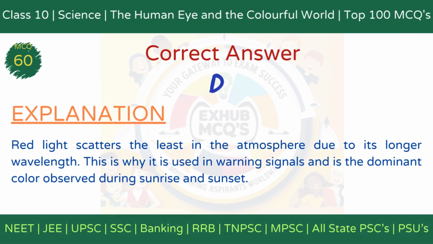The correct answer is option D, red. Explanation. Red light scatters the least in the atmosphere due to its longer wavelength. This is why it is used in warning signals and appears prominently during sunrise and sunset.